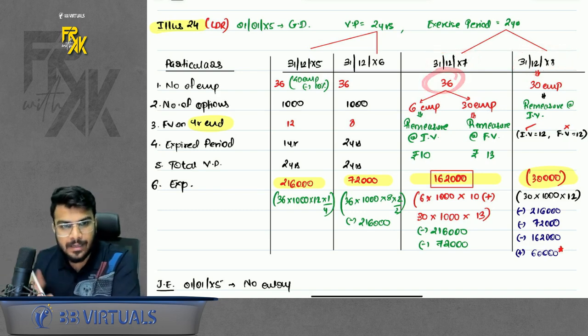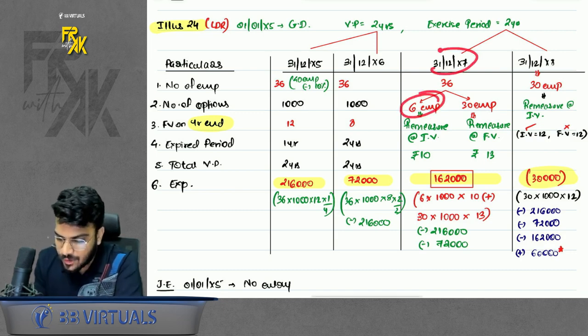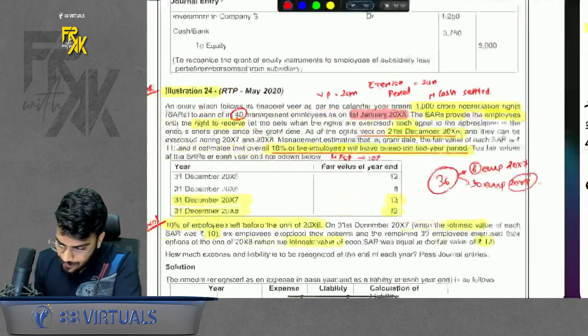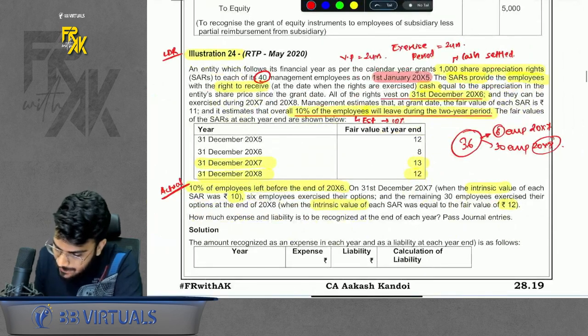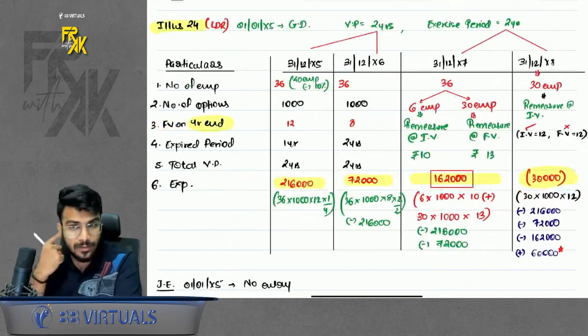36 employees are there till the end. They are eligible. What is happening is that 6 employees will take the money in the first year, and the remaining 30 want the money in the second year. And if you read the question, there is also some intrinsic value given. Now how to account for this? Simple, I told you one thing only.